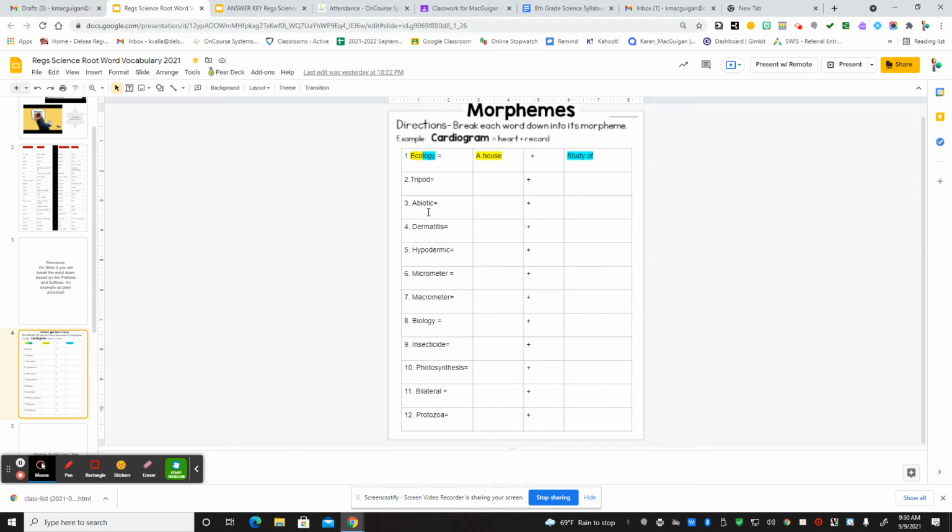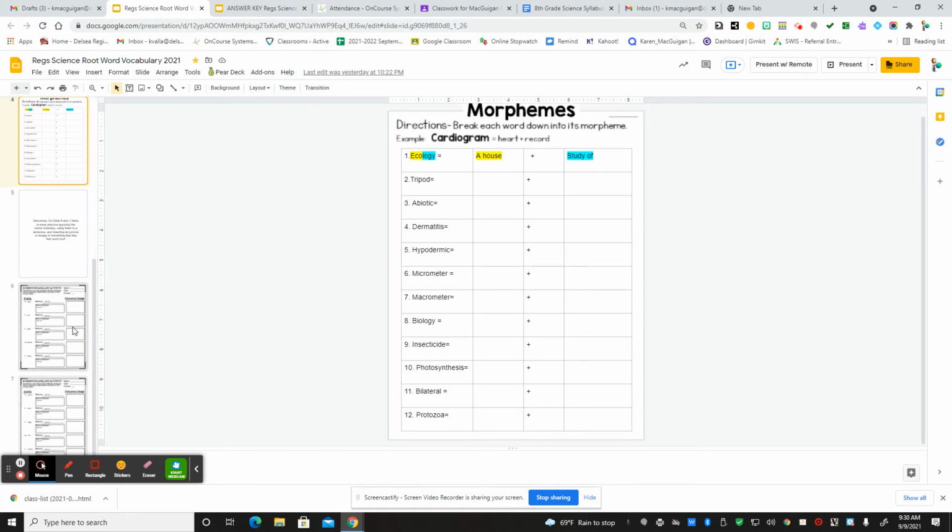Okay, so that's what we're going to work on, 1 through 12, and all these words. Some of them you might be familiar with, like biology is a really popular one that you might have heard of before. Some of them you maybe have never heard of before. And that's going to be your practice on slide number 4. Then you're going to jump over here.